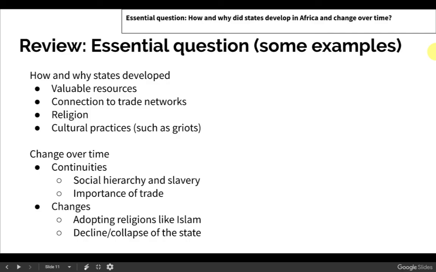the Indian Ocean, the role of religion in connecting African societies to other people and also to supporting the authority of the ruler. And that was primarily Islam, but there was also that Christian example in modern-day Ethiopia. And the cultural practices of griots in helping to create some cohesion in the society. And then for change over time, the social hierarchies and slavery are continuities, as is the importance of that trade connection. And adopting religions or changing religions like Islam would be a change. And so would be the various examples and reasons why states decline to begin with.